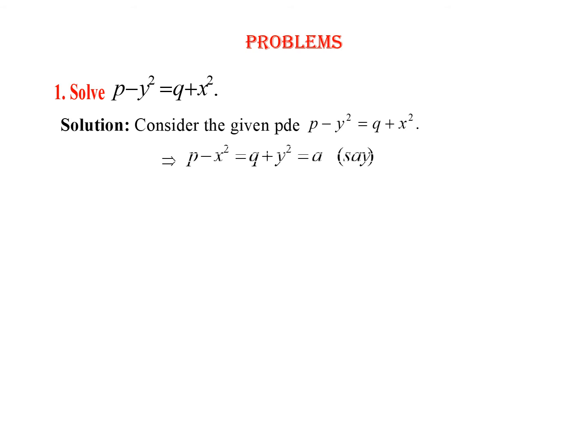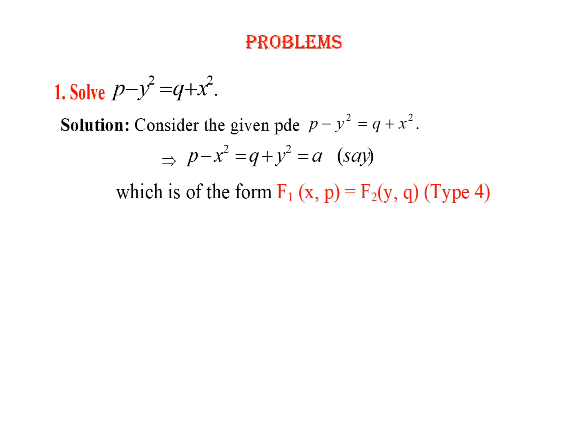So we can segregate p and x to one side, q and y to the other side like this, and we can call them as a constant. Since it is of this form, a function of p and x and a function of q and y, both being equal, we say this is type 4 partial differential equation. And let us see how to solve this now.